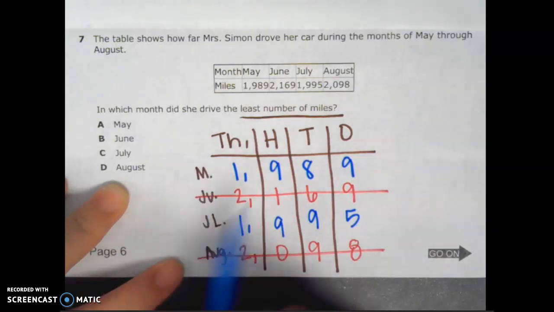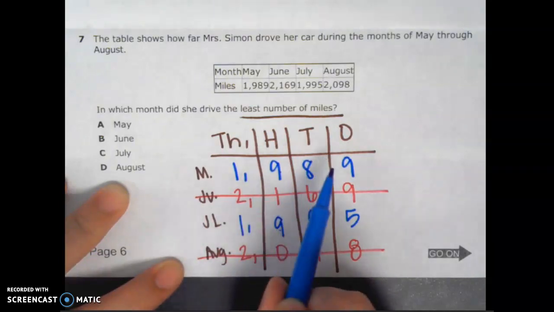Okay, May and July. 1,000, 1,000. That does not tell me anything. I need to move to my next place value. 900, 900. That does not tell me anything. I need to move to my next place value, my tens.